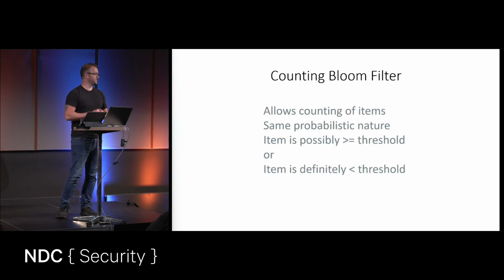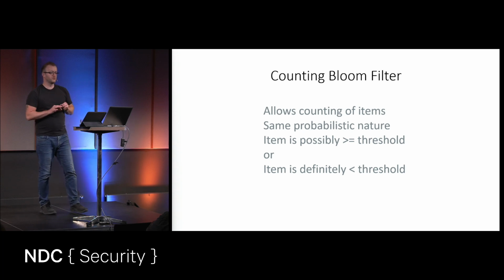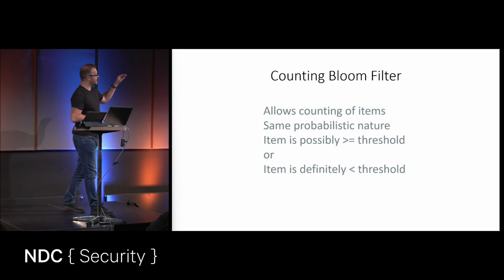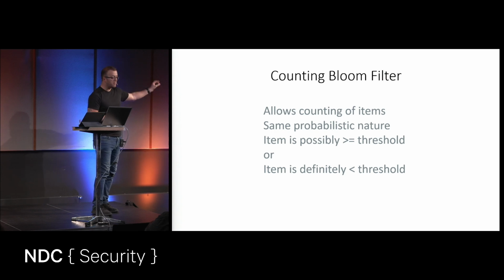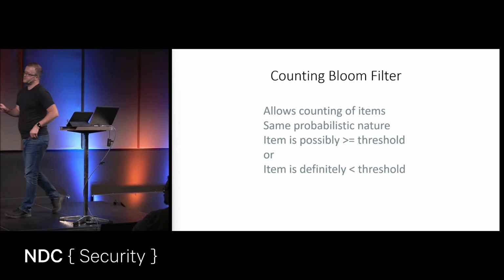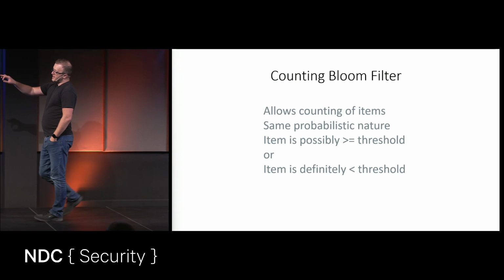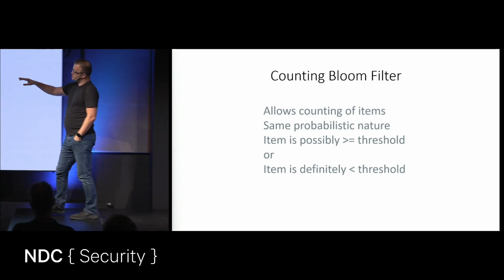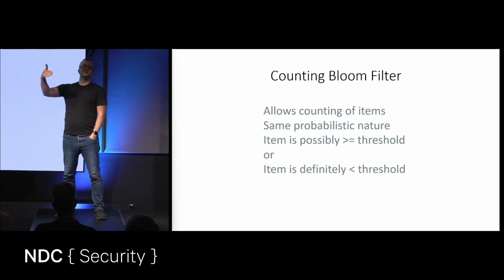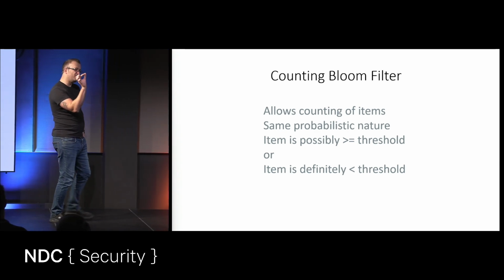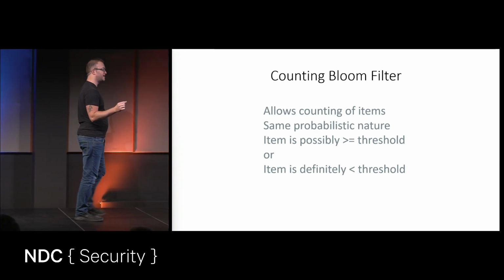We have counting bloom filters for that. Right, slightly different structure to what I showed you, but very similar. It allows the counting of items. Same probabilistic nature. And what the filter can tell you is the item is greater or equal to the threshold that you set, or it's definitely under. So basically, how far off do I want the count to be?